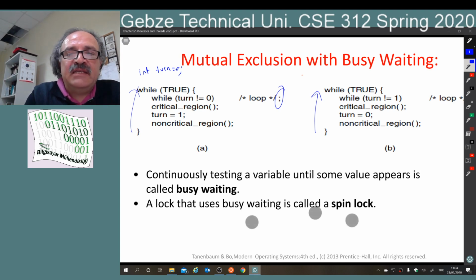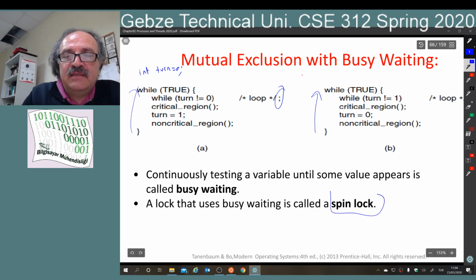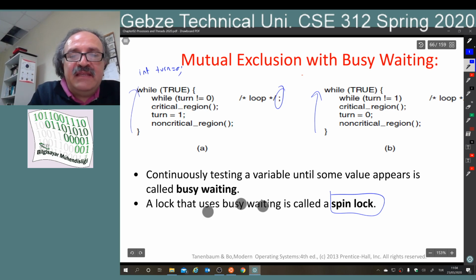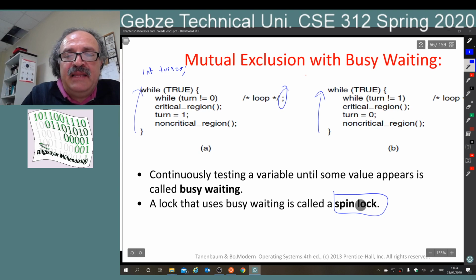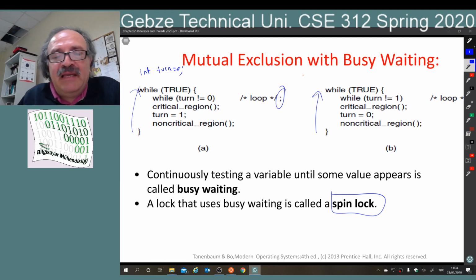And this kind of lock is called a spin lock. A busy waiting, but I am doing this in a loop. This is called spin lock. Spin lock is just one way of achieving this busy waiting technique.